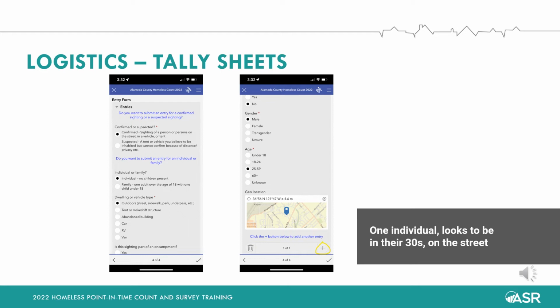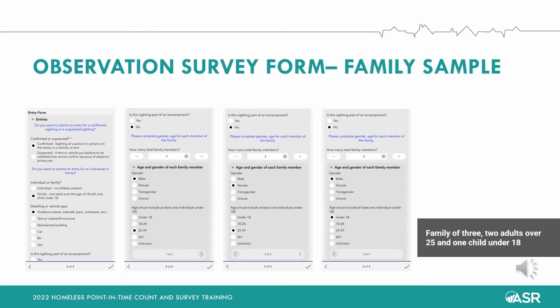To move on to the next entry, you press the plus icon, which is located under the map in the bottom right area of your screen. Please note that for the purposes of the count, a family is defined as one adult present with a child under the age of 18.